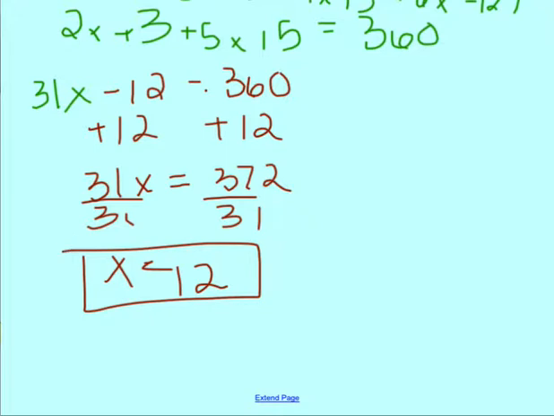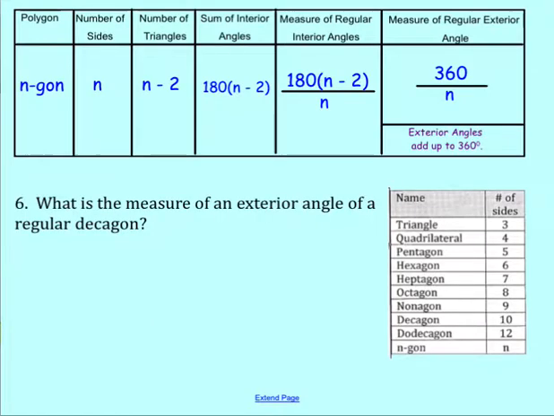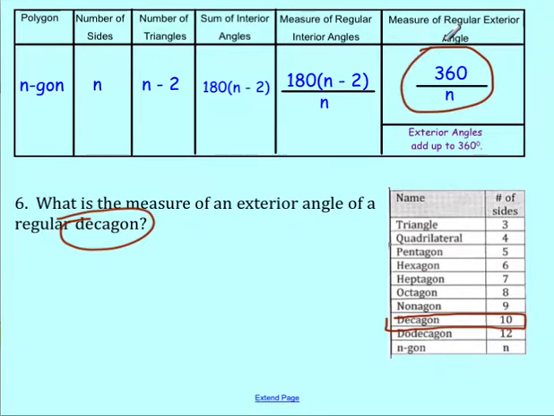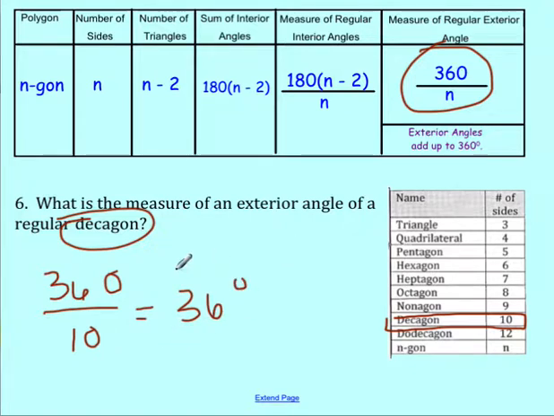Okay, let's take a look at number 6. What is the measure of an exterior angle of a regular decagon? So I need to see what a decagon is. A decagon is 10 sides. Well, if you look at your formula, to get the measure of a regular exterior angle, all you have to do is take 360 and divide it by the number of sides you have. 360 divided by 10 gives you 36. So the measure of an exterior angle of a decagon is 36 degrees.